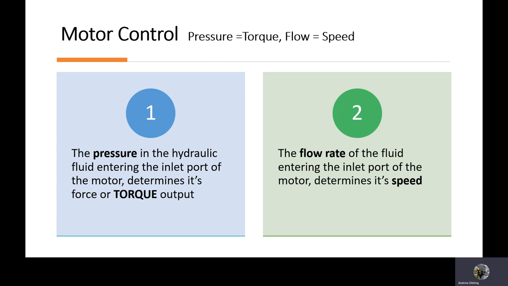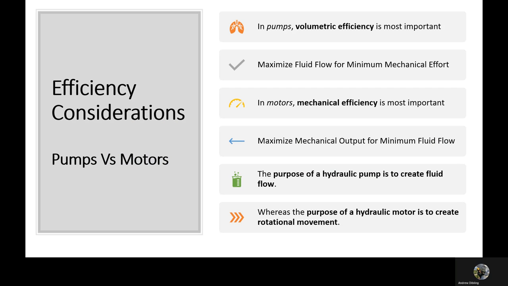So pressure in a hydraulic fluid entering the inlet port of a motor determines its force or the torque output. So the higher the pressure, the more torque I'm going to be able to develop, obviously. The flow rate going through the inlet port determines its speed. So the pressure is going to give me my torque, and the flow, how fast it's going through, is going to determine the speed of the device.